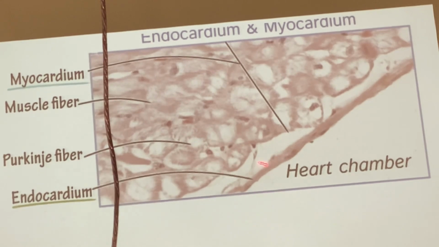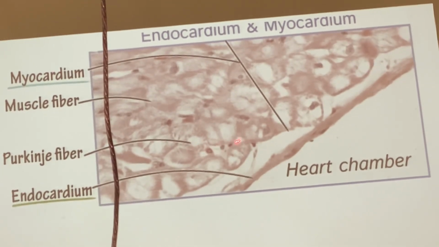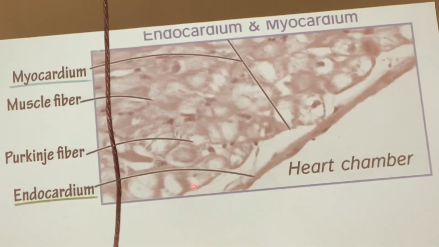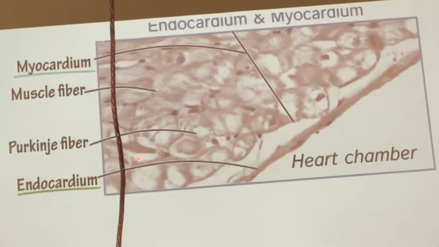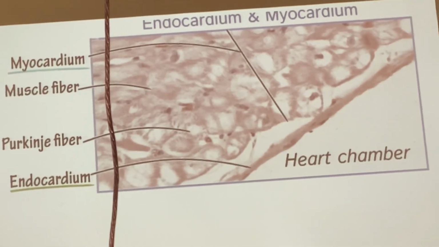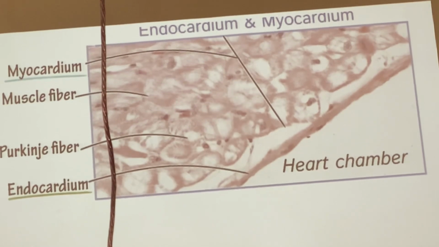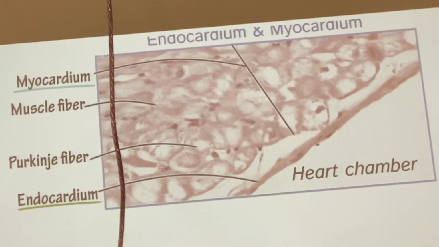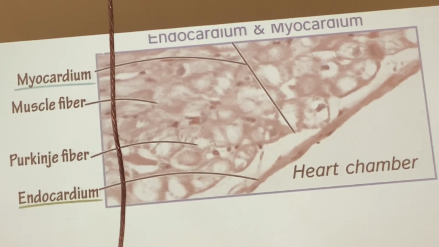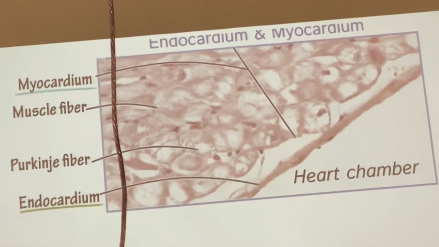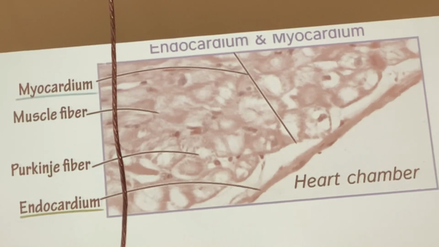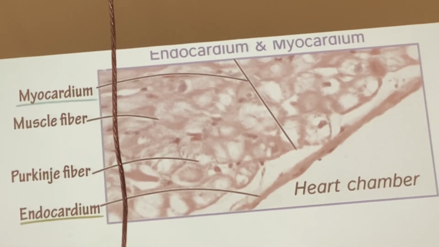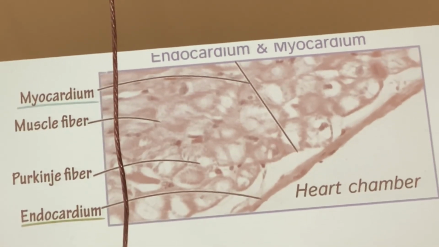Look at there. In this area, these large cells, light cells, lighter in color, are Purkinje fibers, located in the subendocardial layer.